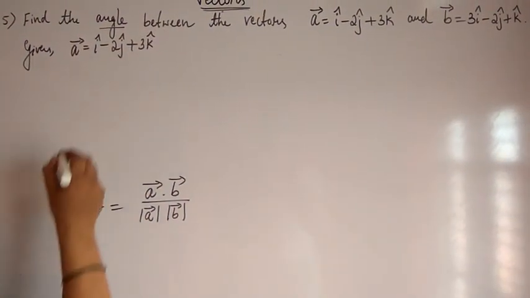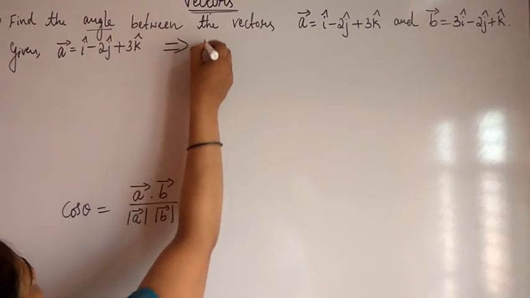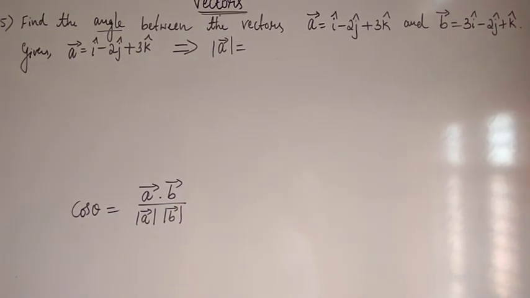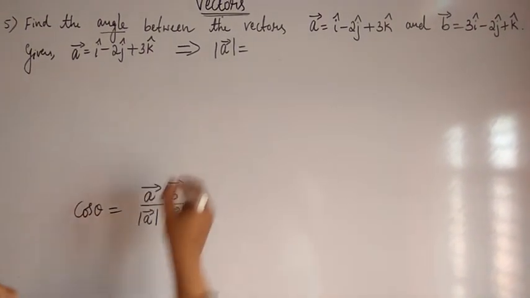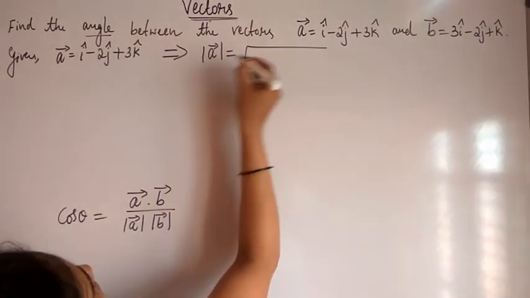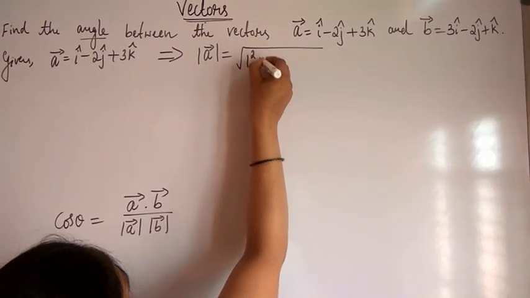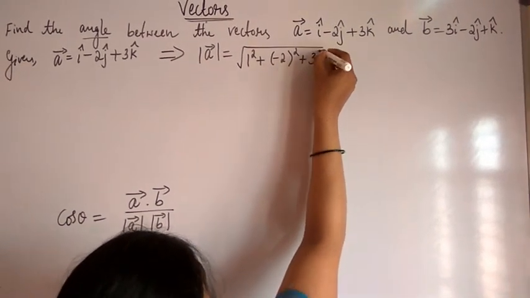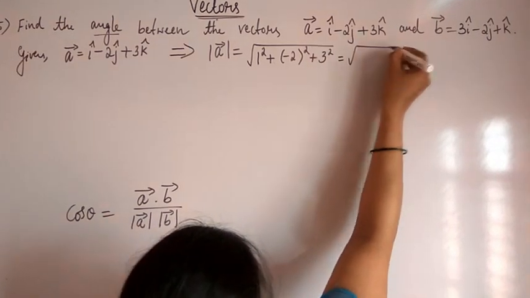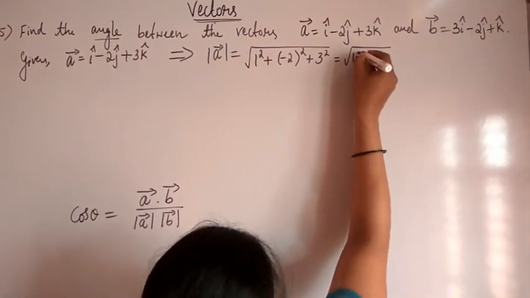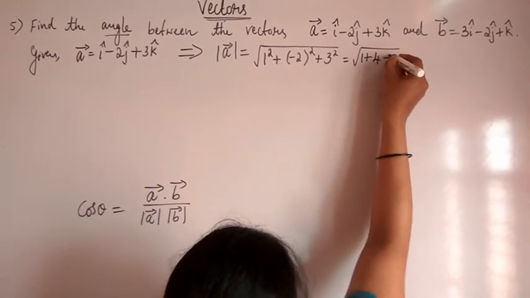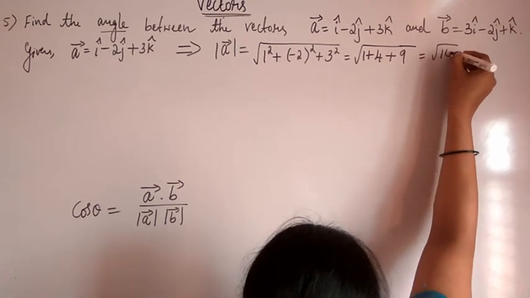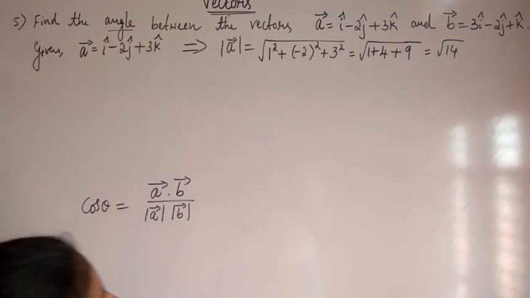Okay. Then find the magnitude of this vector now. So here magnitude of vector A equals, what is the magnitude formula? Square root of x square plus y square plus z square. Use that formula. Square root of, here x value is 1. 1 square plus minus 2 whole square plus 3 square. Therefore square root of 1 square is 1, plus minus 2 whole square is 4, plus 3 square is 9. So here we get root 14. That is, the magnitude of vector A is root 14.